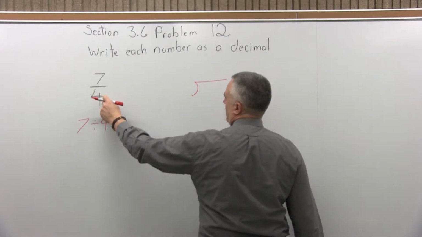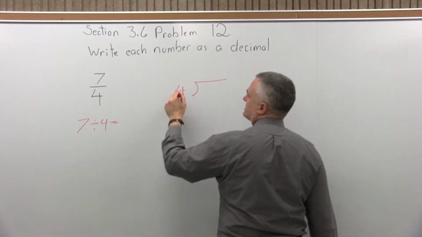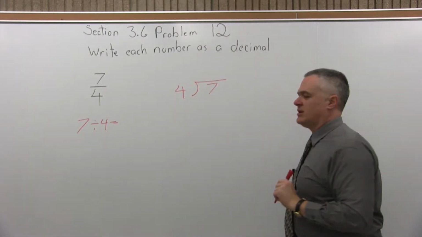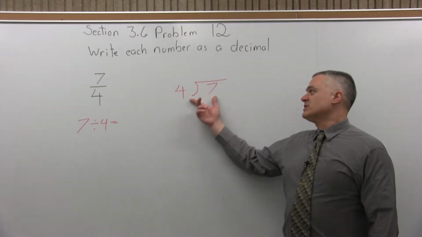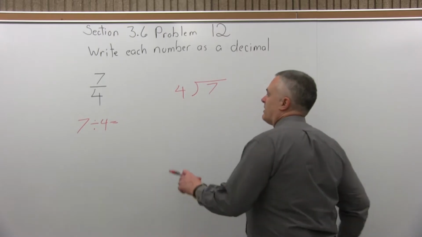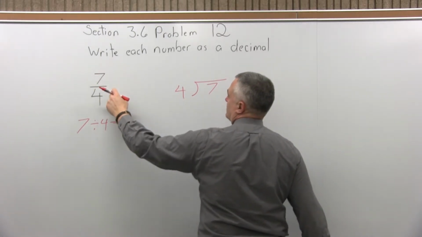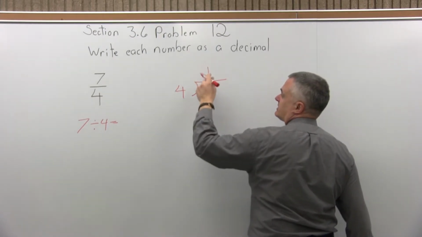The denominator goes in front of the division symbol, and the numerator goes under the division symbol, like that. 4 divides into 7. Now, with most of these decimals, it didn't really go in. We'd have to add zeros right away. But because this is what we call an improper fraction, numerator is larger than the denominator, 4 will divide into 7, actually. 4 goes in once.